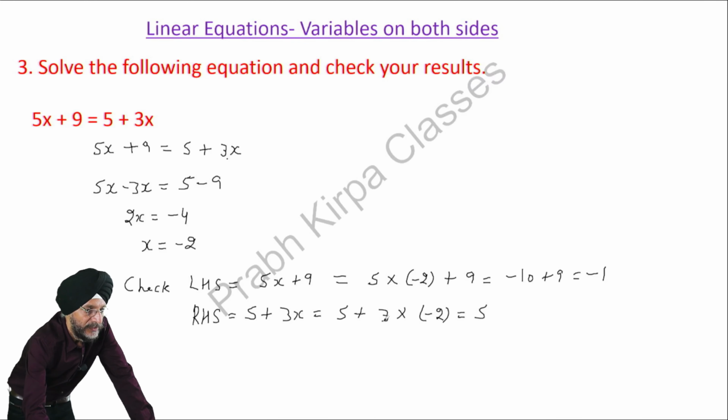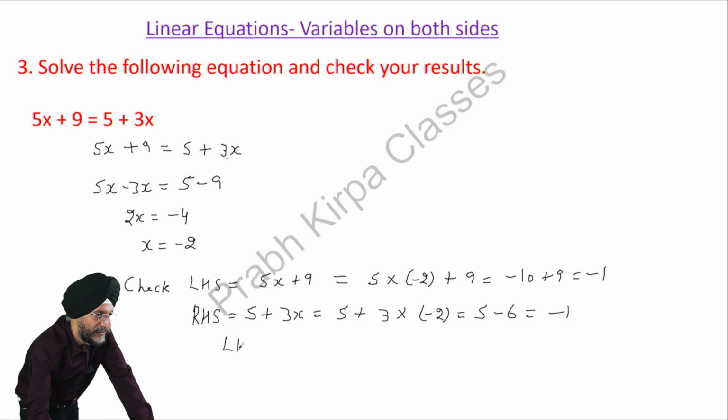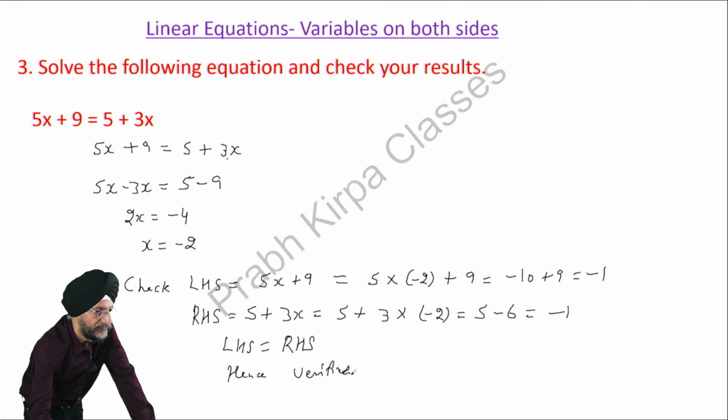5, 3 into minus 2, it becomes minus 6. So it is minus 1. So left hand side is equal to right hand side, hence verified.